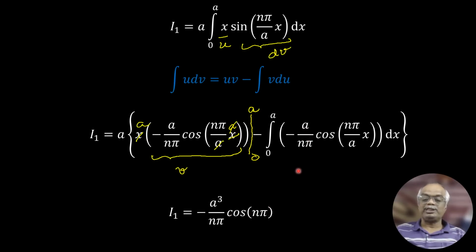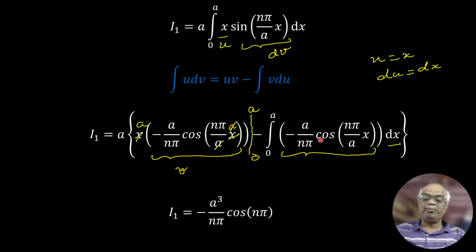Then what about this one? You forgot about the multiplicative constant. Here v is this one, the terms inside the bracket. du is actually dx only, because we have taken u as x. Naturally, du is equal to dx. So you forgot all the multiplicative factor.